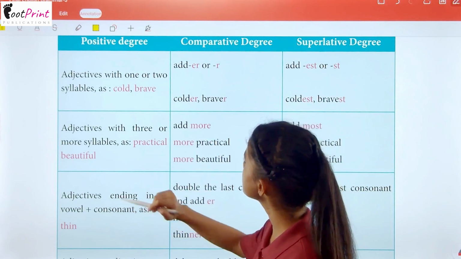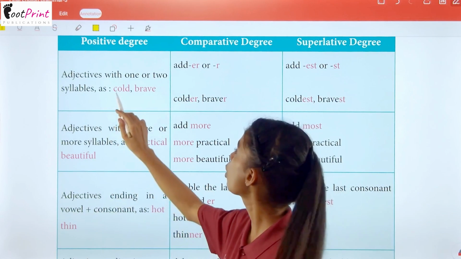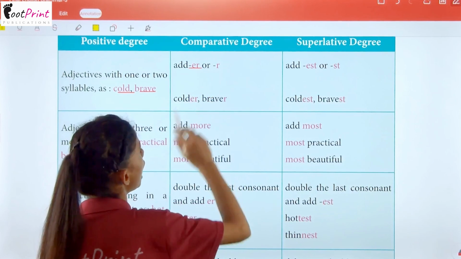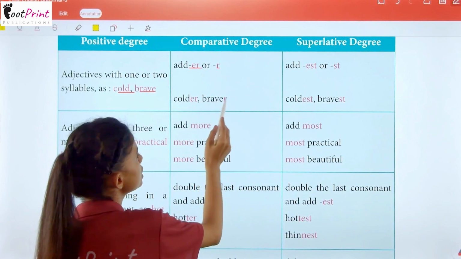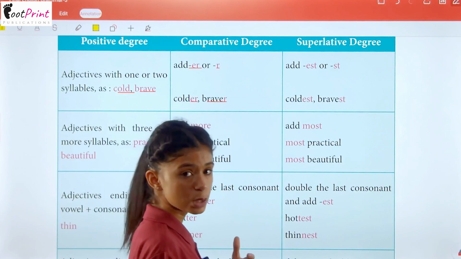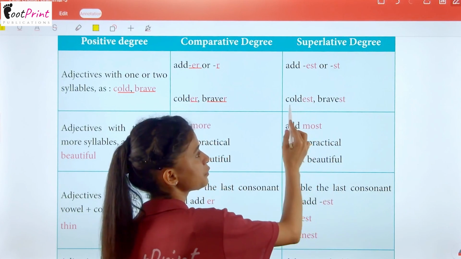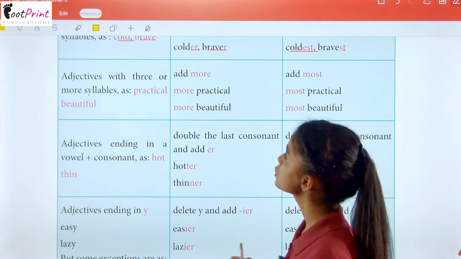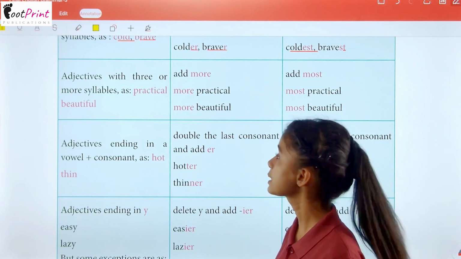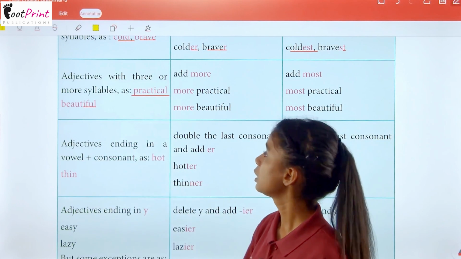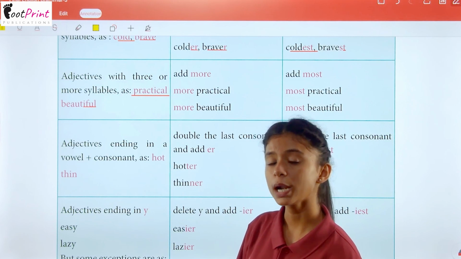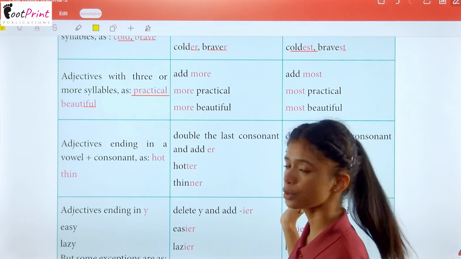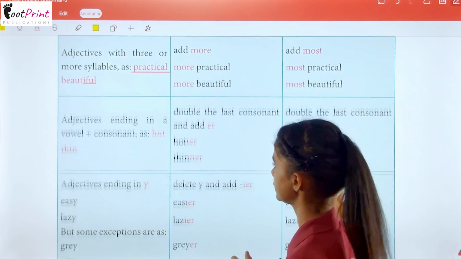The positive degrees with 1 or 2 syllables like cold, brave, take ER or R for the comparative degree: colder, braver, and EST or ST in the superlative: coldest, bravest. Next, the ones with 3 or more syllables like practical, beautiful, have more and most added before them: more beautiful, most beautiful.